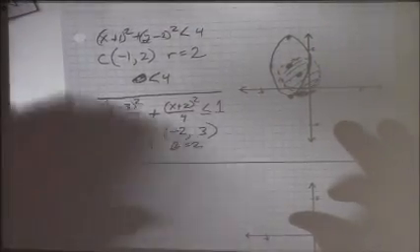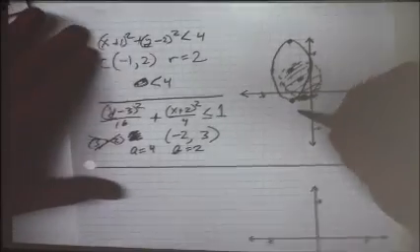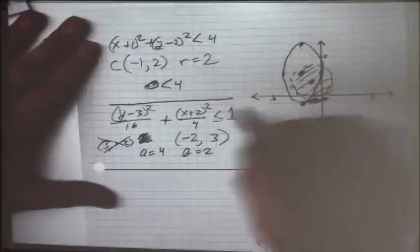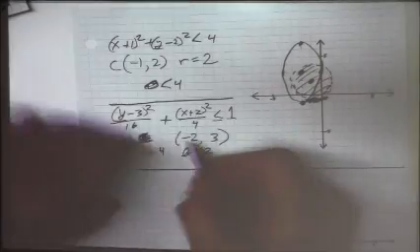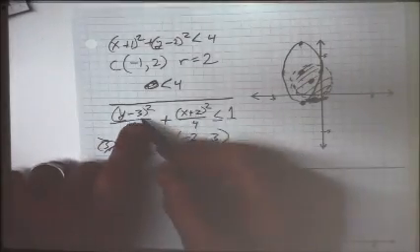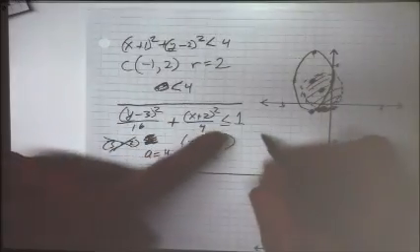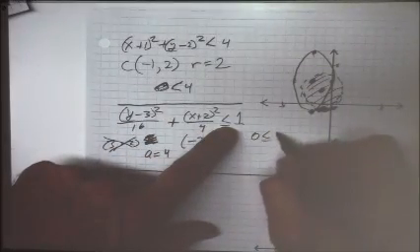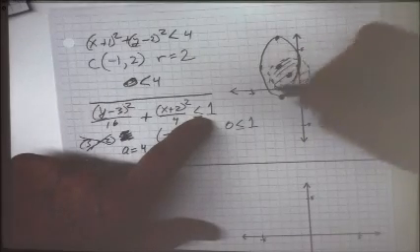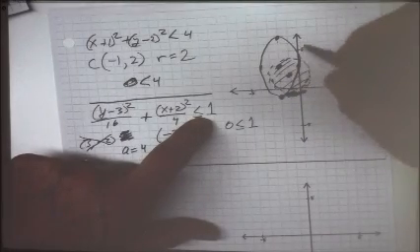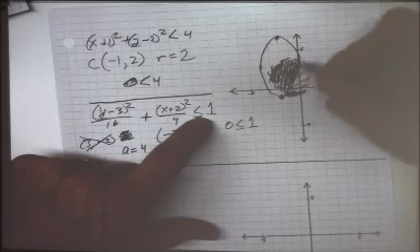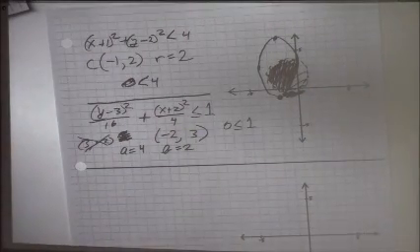Let's continue. Let me continue to work with this one. So we stick with this one. And now we're going to shade the inside or the outside. So I'm going to take that center point, -2, 3, and put -2 in here to make 0, 3 in here to make 0, and I get 0 less than or equal to 1. And that's true also. So the inside is shaded, but that means this part is where they're both shaded. So there's the solution.